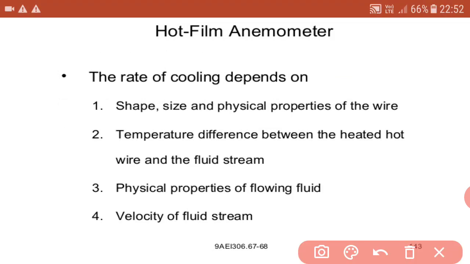Now the rate of cooling depends on the shape, size and physical properties of the wire. So we know that the rate of cooling is dependent on these parameters like shape, size and physical properties of the wire. We know that the physical properties of a wire are different for different wires.